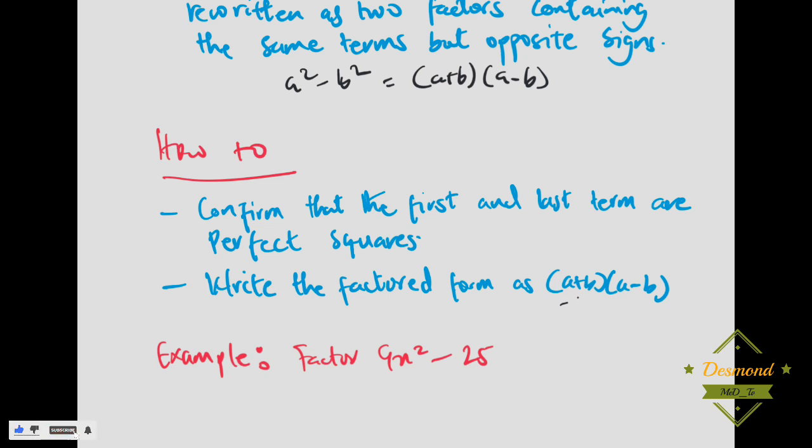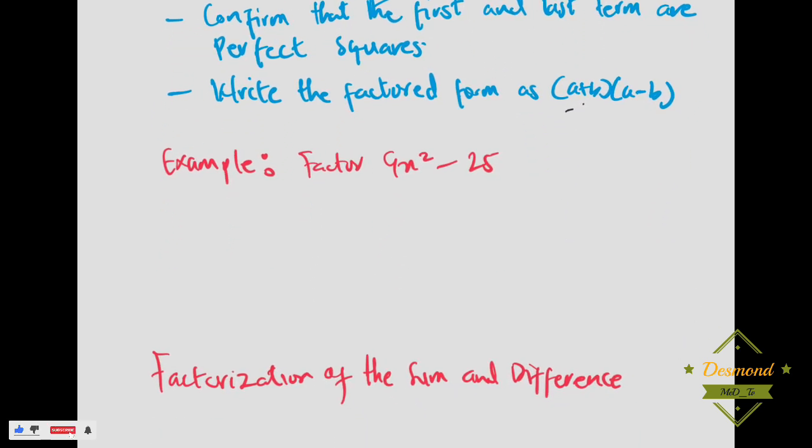Now, let's take an example. With this example, we are going to factor 9x squared minus 25. So how do we do this? We said we need to confirm that the first term and the last term are perfect squares. We can see we have our 9 and 25, and both of them are perfect squares. So we can factor them.